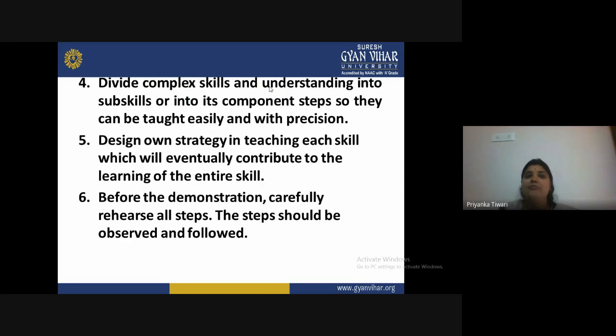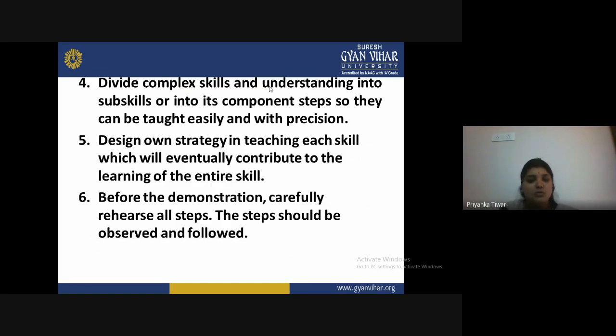So now, divide complex skills. This is a very important part, you can say an important tool. Divide complex skills and understanding into sub skills or into component steps, so they can be taught easily and with precision. Design your own strategy in teaching each skill, which will eventually contribute to the learning of the entire skill.